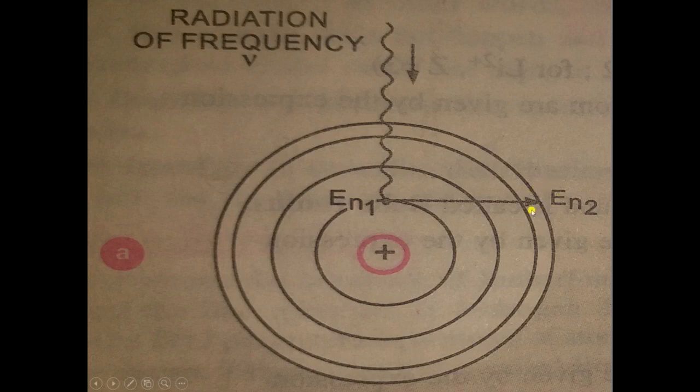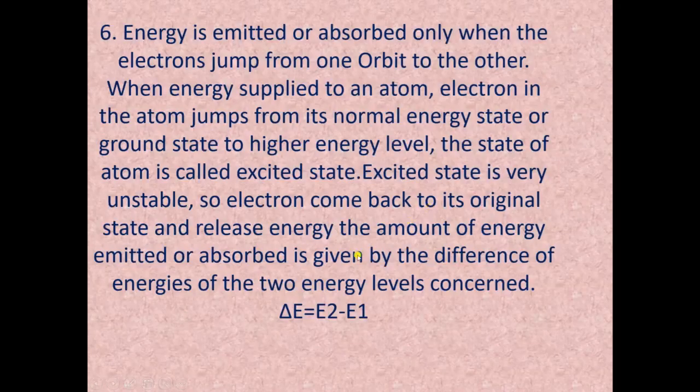The excited state is very unstable for the electron and it lasts for a very short period of time. So the electron will come back to a lower energy level. And when the electron comes back to a lower energy level, it will release energy. So from here we can find the difference between these two energy levels using the formula delta E is equal to E2 minus E1. We know the formula of E, that is energy. It is equal to minus 2.18 into 10 to the power minus 18 divided by n square.